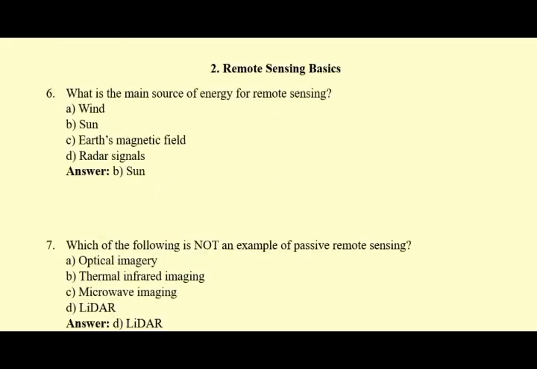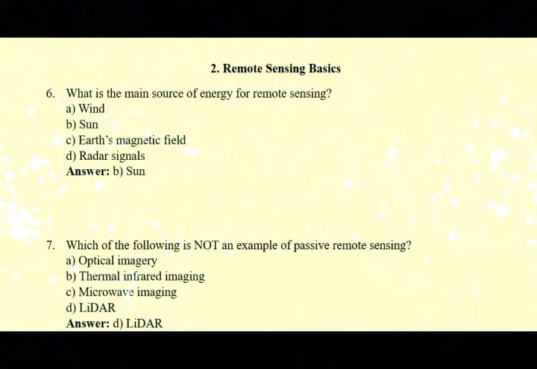Now the question category, remote sensing basics. The sixth question is, what is the main source of energy for remote sensing? Wind, sun, Earth's magnetic field, radar signals. The main or principal source of energy is the sun.